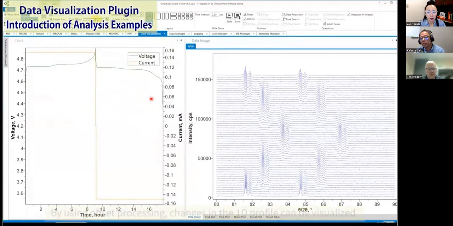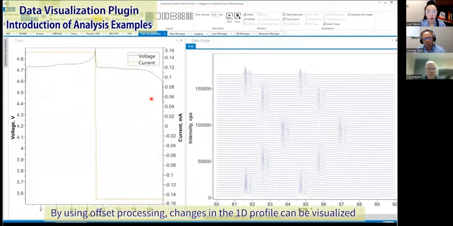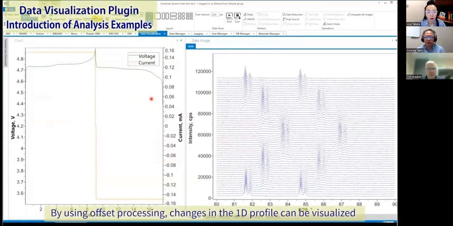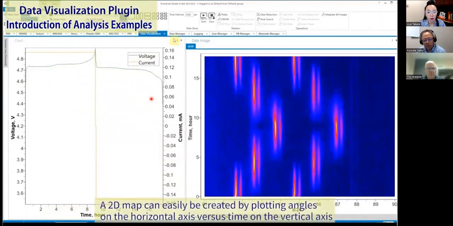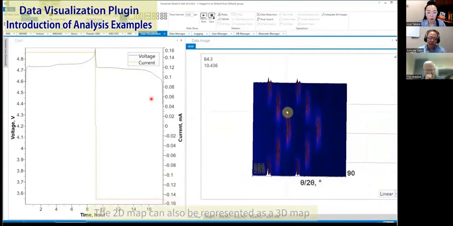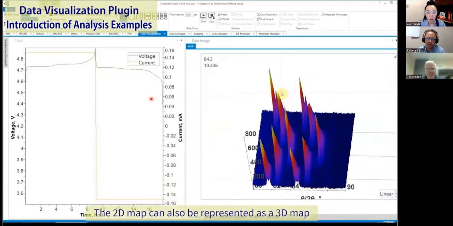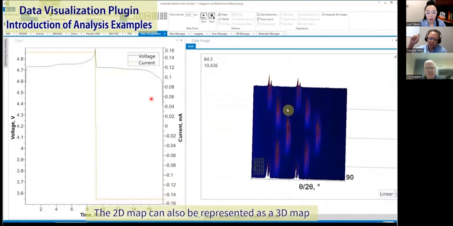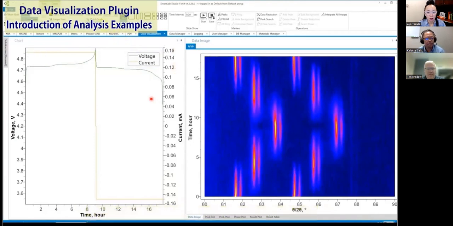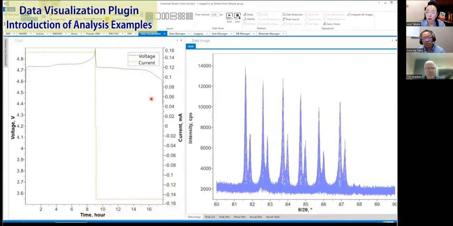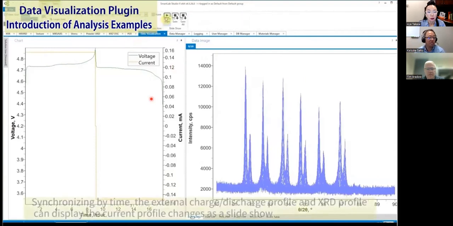As long as you prepare your sample nicely, you can synchronize XRD and potentiostat very easily. Once you get the data, in our case, we also supply data analysis software, which is called data visualization. On the left-hand side, we have a potentiostat profile and XRD data on the right-hand side. You can display both in the same software. Now I'm changing the scale and the dimension of the XRD data. And now you can create a movie.